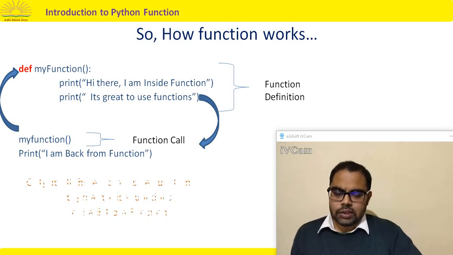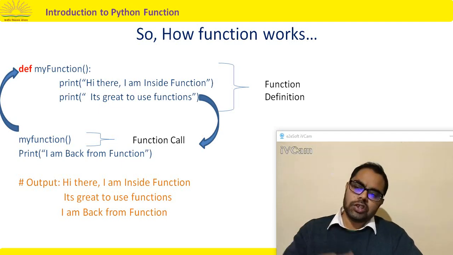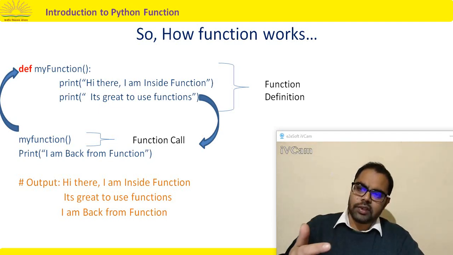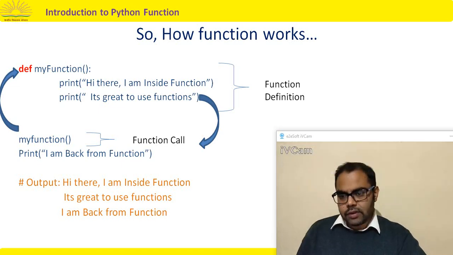The output will be something like this. See, the first output is not this one. The first output is whatever you have written inside the function, because from here we first jumped into the function, executed the function and then returned back. So the output is, hi there, I am inside the function. This is written in the first print statement in this function. Then the next one, it is ready to use the function, and then after returning we are printing this, I am back from the function.